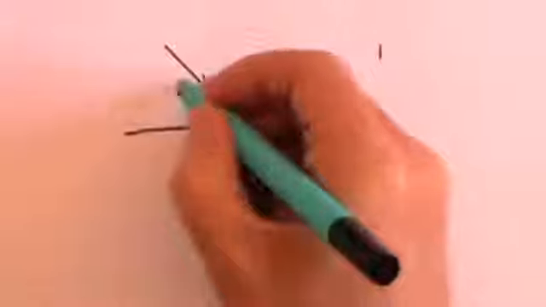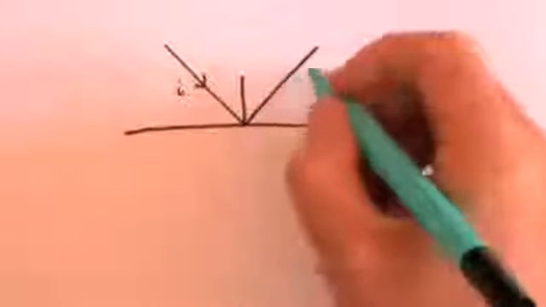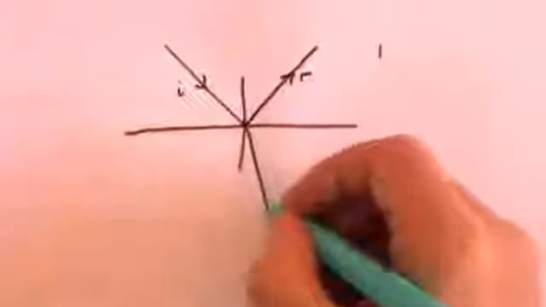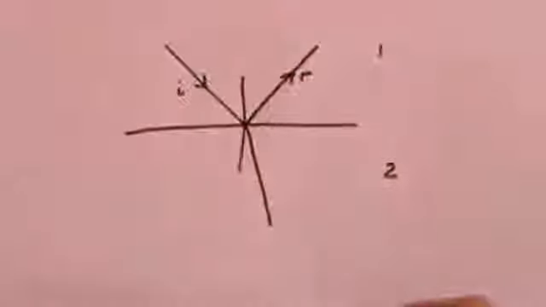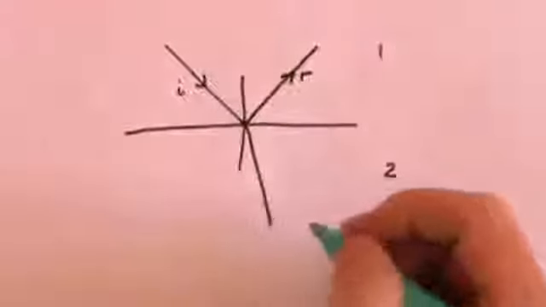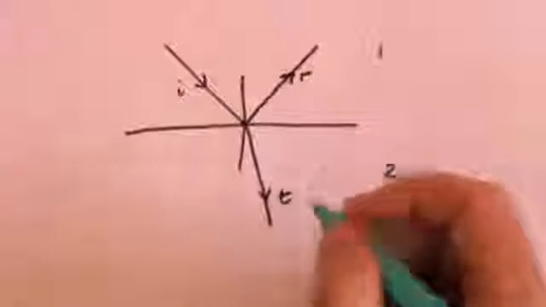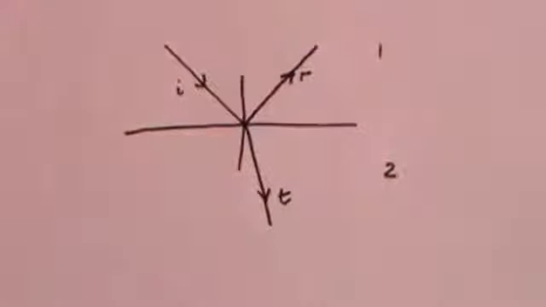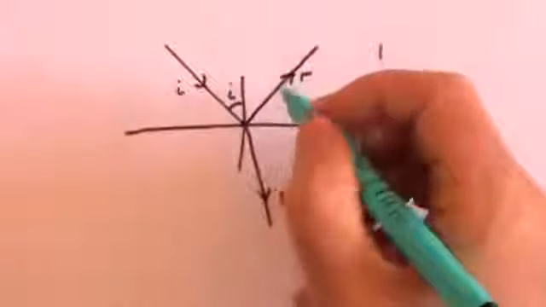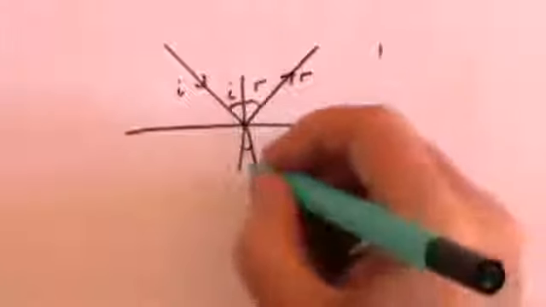This is the incident beam. There will be a reflected beam. And there will be a refracted beam. Now the problem with the refracted beam is that it also starts with the letter R, and we'll get confused. So I'm going to call the refracted beam the transmitted beam. The angle of incidence is angle I, the angle of reflection is angle R, and the angle of refraction is angle T.